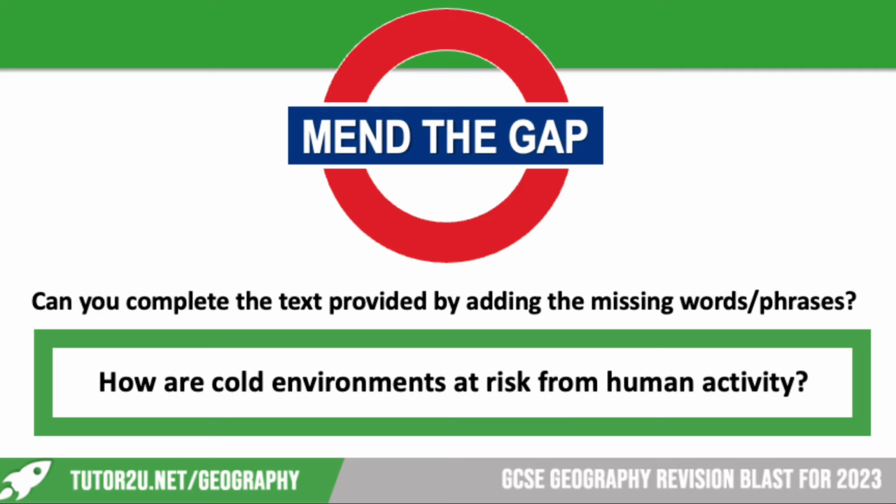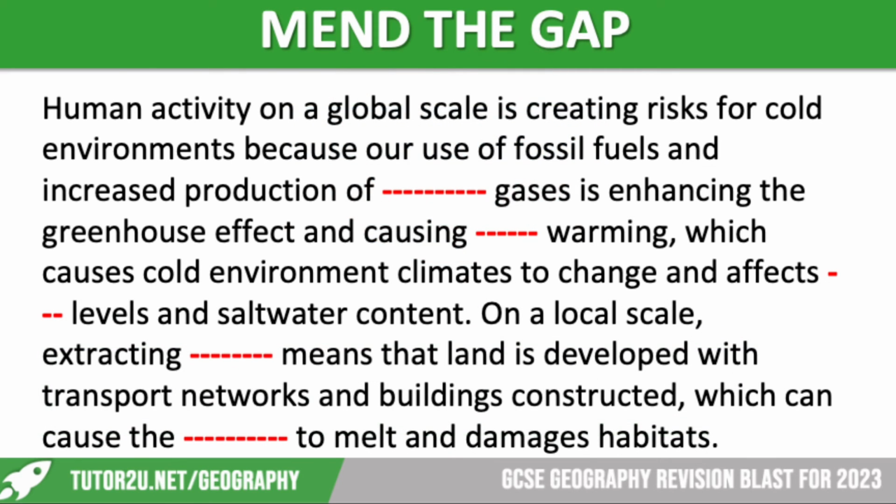Now we're going to have a piece of text which has some missing words or missing phrases. You need to try and work out what they are, and the text that you will see in a moment answers the question, how are cold environments at risk from human activity? Human activity on a global scale is creating risks for cold environments because our use of fossil fuels and increased production of something gases is enhancing the greenhouse effect and causing something warming, which causes cold environment climates to change and affects something levels and saltwater content.